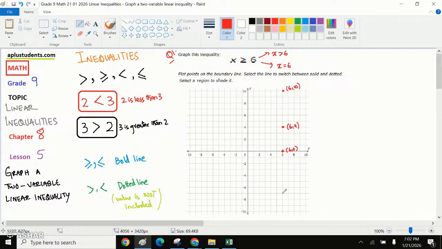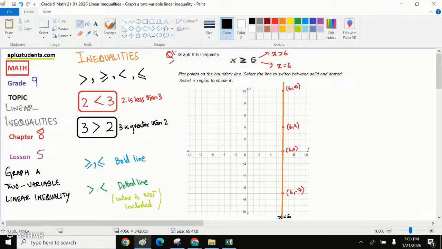That means the value of 6 is constant throughout this vertical line. So when we draw this vertical line, we can draw this line over here, right? And since this had an equal sign, we leave this line as a bold line, right? Because it has an equal sign. So this is the graph for x equals 6.